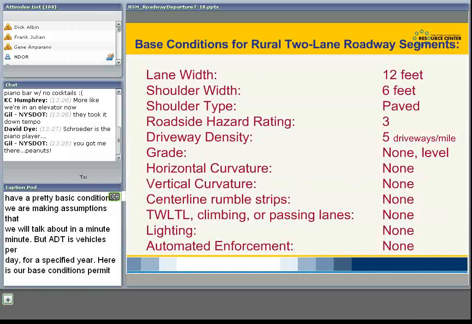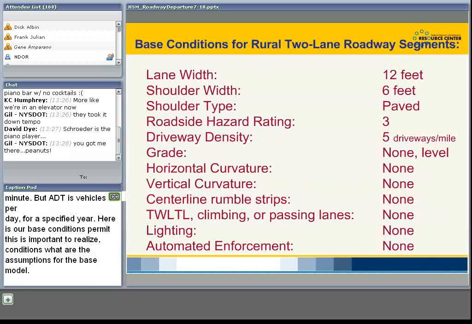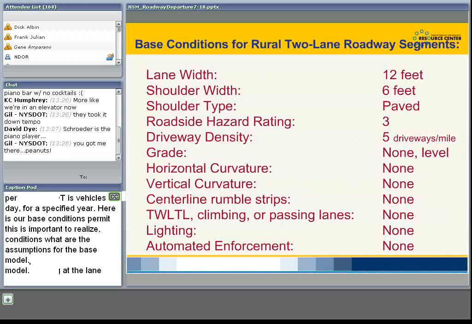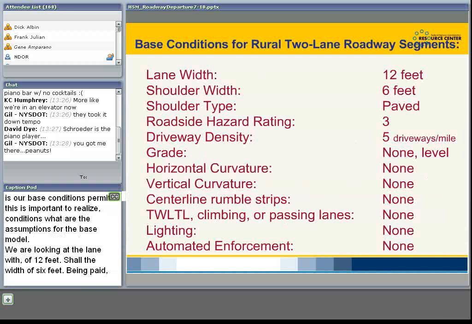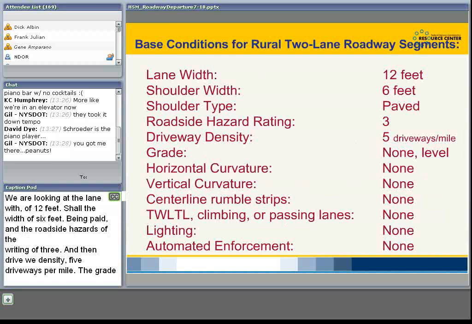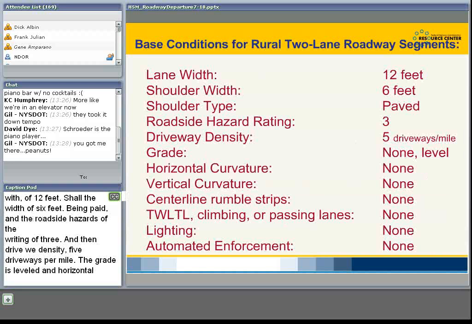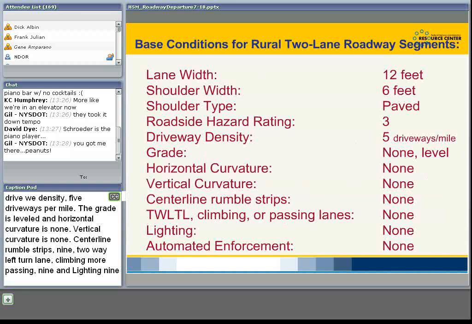Now, here's our base conditions. This is important to realize, what are the assumptions in that base model. We're looking at a lane width of 12 feet and a shoulder width of 6 feet, shoulder type being paved, and a roadside hazard rating of 3. And Dick's going to cover some of these, particularly that roadside hazard rating, in the CMFs. And then driveway density, you're assuming 5 driveways per mile. And the grade is level. Horizontal curvature, none. Vertical curvature, none. Centerline rumble strips, none. Two-way left turn lane, climbing or passing lane, none. Lighting, none. And automated enforcement, none.